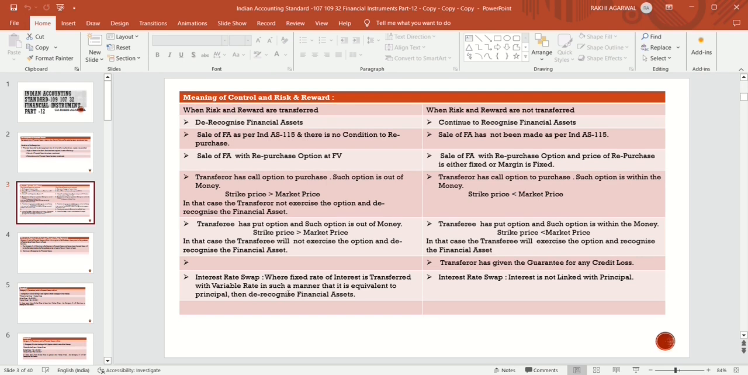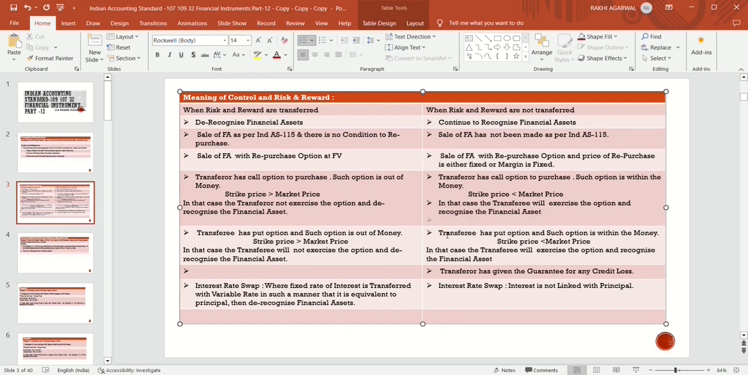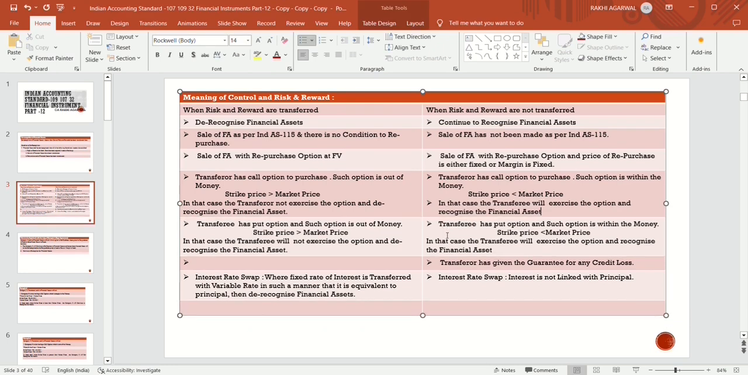Transferor has a call option to purchase, and such option is within the money. Within the money means when the strike price is less than market price. In that case, the transferor will exercise the option and recognize the financial asset.